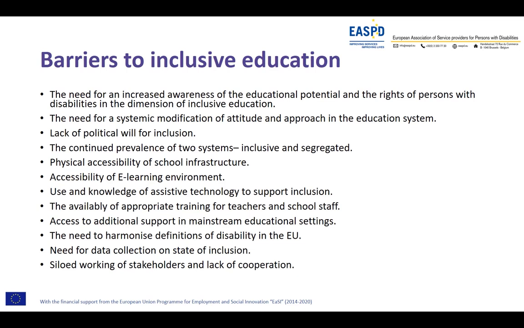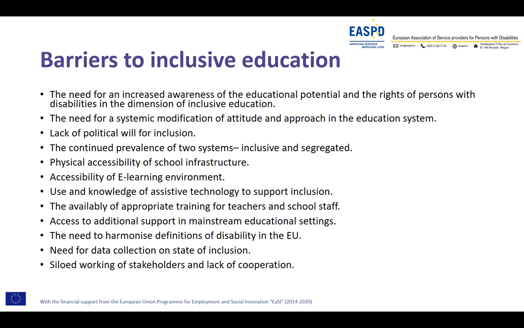The physical accessibility of school infrastructure, yeah, that's a lack of money, always the lack of money. The buildings: if new buildings are made, mostly physical accessibility is taken into consideration, but rebuilding the old buildings costs a lot of money, and the school system doesn't have this amount of money. One of my favorite things, which I'm focusing on, is the accessibility of the e-learning environment, accessibility in general of all the learning materials that you have, and the ability of the teaching staff, and also of the parents, for example, to transfer learning materials into accessible ones. The use and the knowledge of assistive technology to support inclusion.